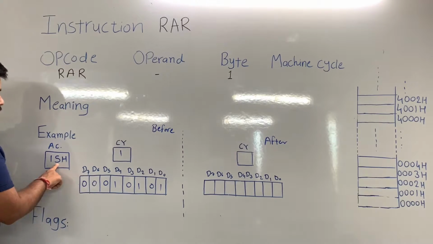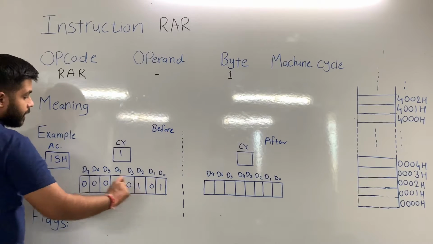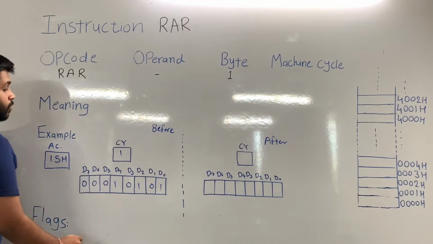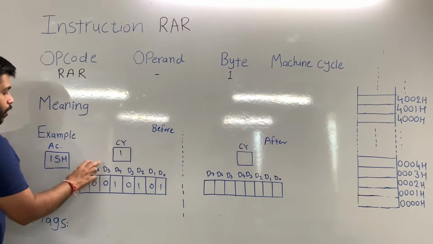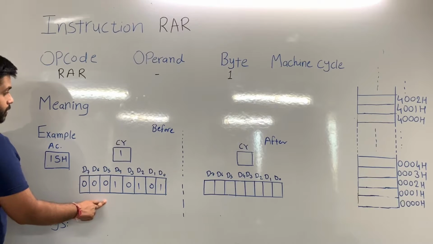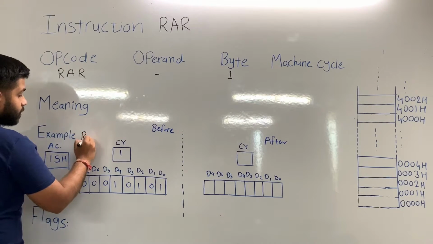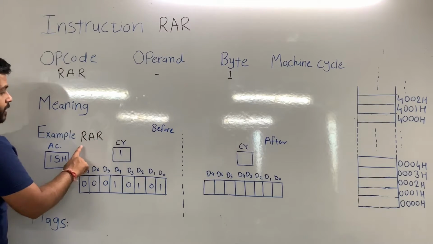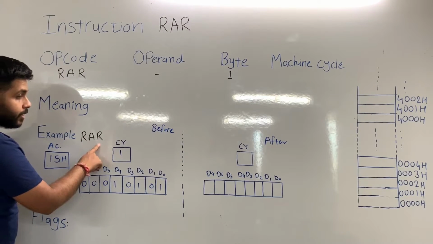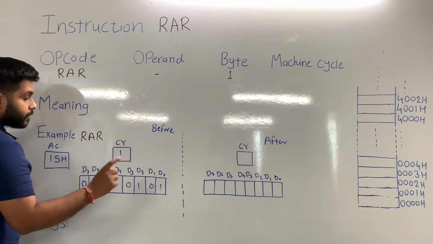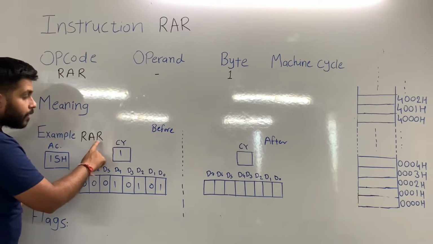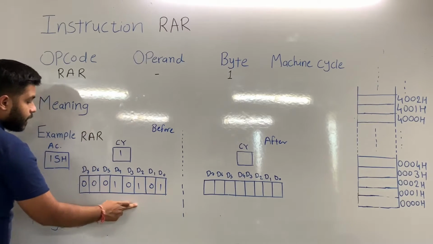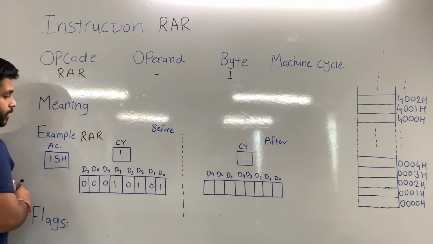If you convert 15H into binary, you will get some data like this. Same accumulator is represented bitwise. So before the execution, the content of accumulator and carry is this. Now the example is RAR. What is the meaning of RAR? RAR means rotate accumulator right side by 1 bit with carry. You can see that the accumulator contains this value and the carry contains 1.